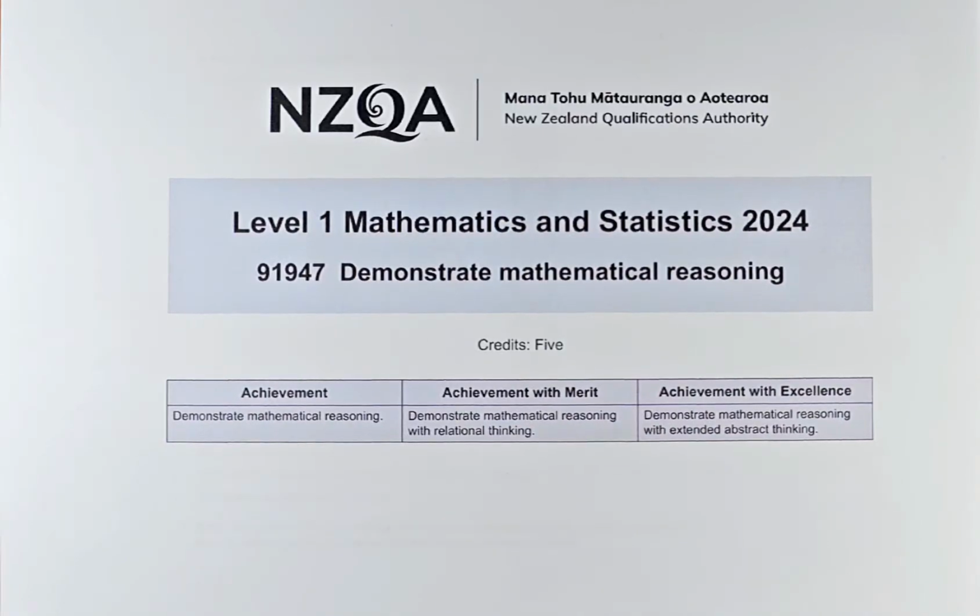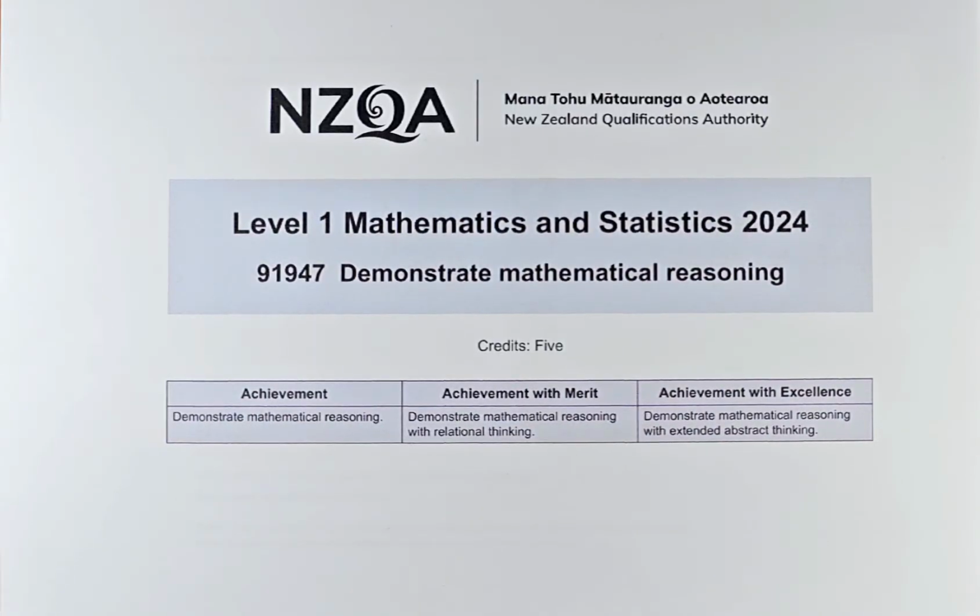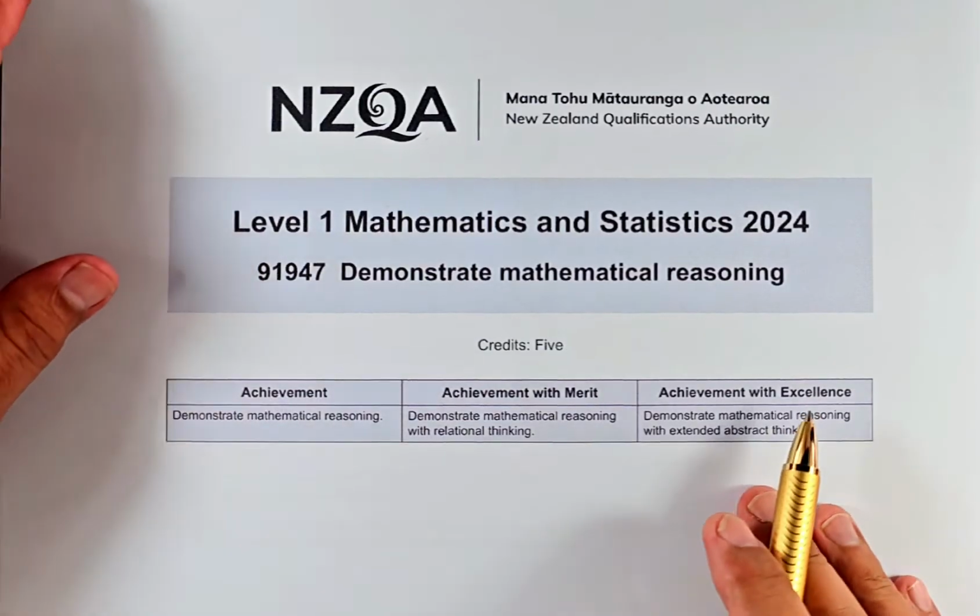Good day. In this video, we are going to try and do question 1D of the 2024 Maths and Stats paper called Demonstrate Mathematical Reasoning. Paper number is 91947. This is a 5 credit paper. Question 1D is an excellent question and it's going to take some time, so bear with me as we go along the journey of solving this problem. So without further ado, let's try to solve this problem.